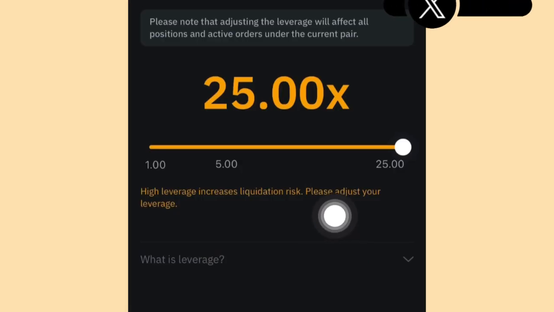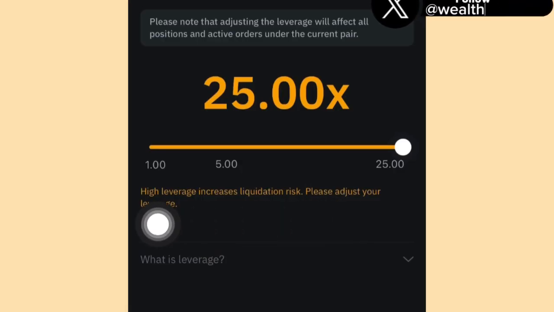Please adjust your leverage. Leverage is what you want your money to turn into. Let's say you want to 10x your money, or 50x your money, or 25x your money, like that. So that is leverage. The higher the leverage you use, the more money you make in profit, and the more money you lose when the market goes against you. So get to know this.